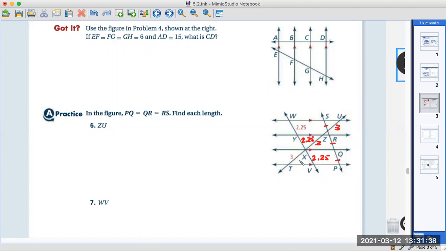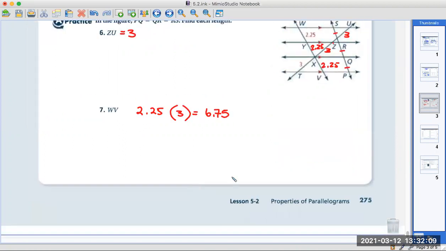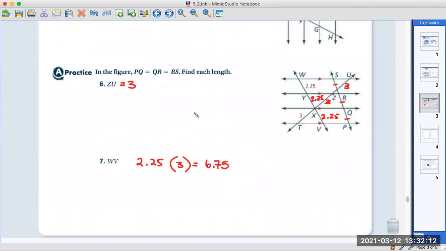ZU, CU, where are you? So many. CU is 3. WV, the whole thing from here to here is 2.25 times 3, which I think is 6.75. Yep, I think that's true. And then that's it, I think. Yep. So I just wanted you to see that.